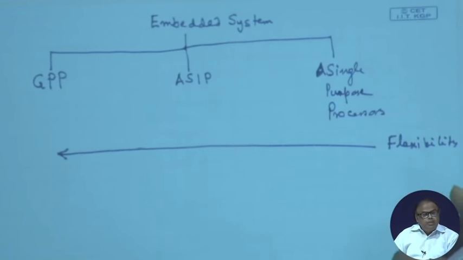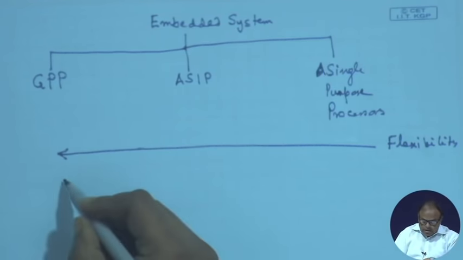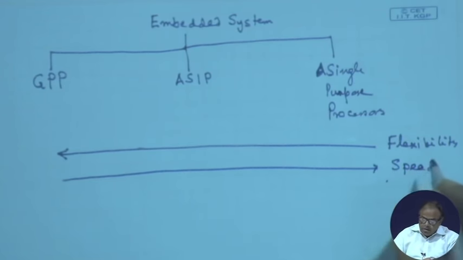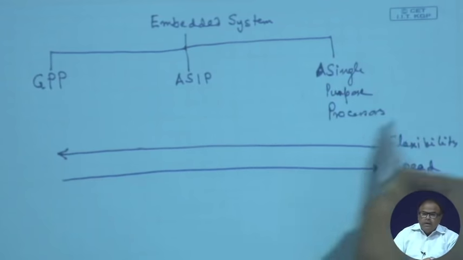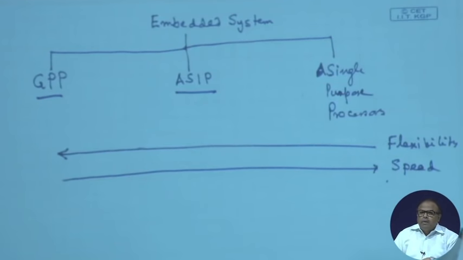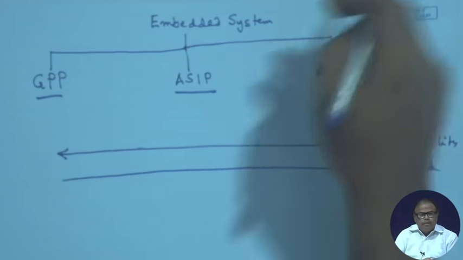Now, as regards speed, which side should be faster? This side should usually be faster, because here we are getting everything on dedicated systems. Here there are software components involved, which are being interpreted by the processor, and that is relatively slower. However, the NRE cost or the time to market will increase if I want to make a single purpose processor for everything.